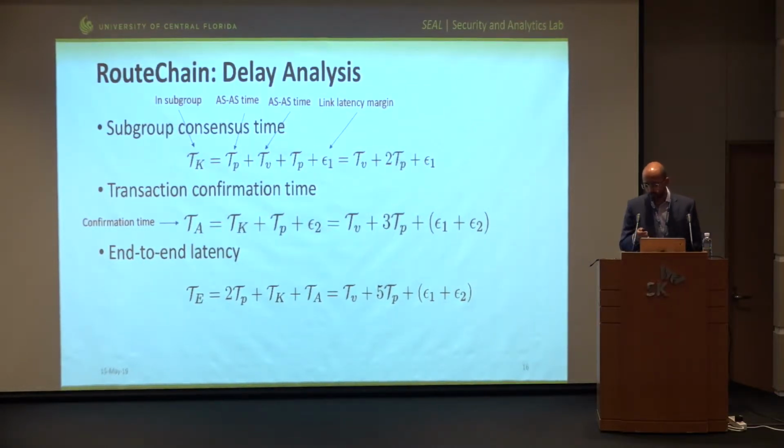Now, something to keep in mind is that these determining quantities are simple peer-to-peer latency, which on the internet today is in milliseconds. TK, which is the in-subgroup latency, is also in milliseconds. TA, which is the confirmation time, is a simple digital signature validation, which is also in milliseconds. So we're talking about milliseconds rather than seconds, minutes, or hours.